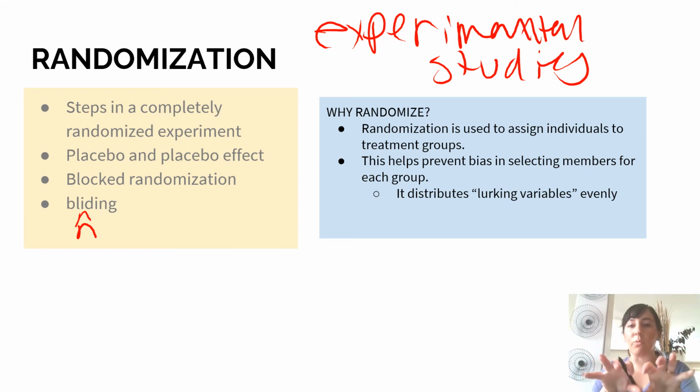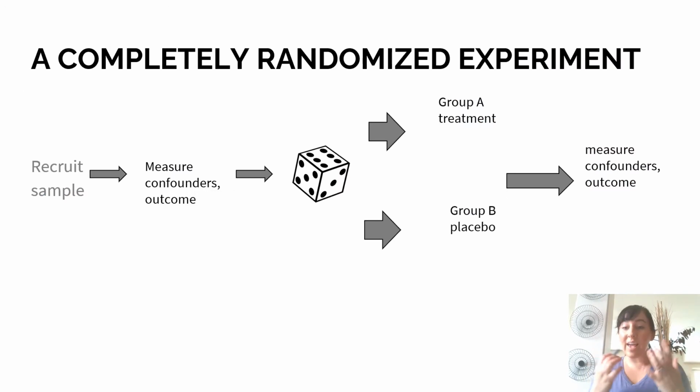Well, if we are randomizing our groups, the individuals in our groups, for our sample, you're evenly distributing your lurking variables. Okay, so now we're going to go through this whole little stage of a whole randomized experiment, okay?